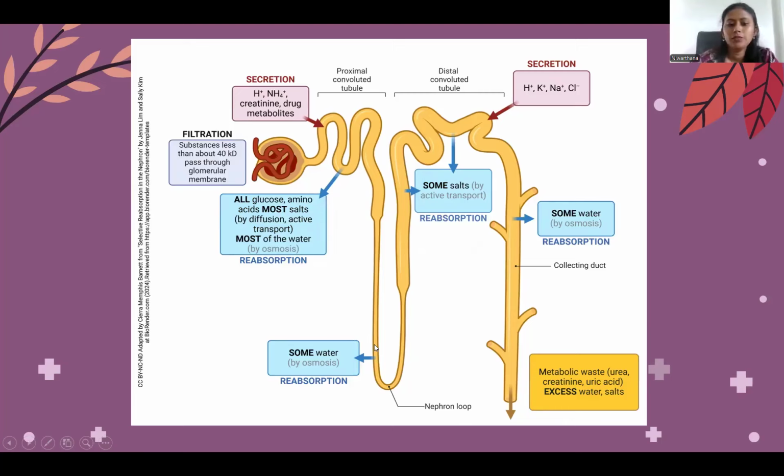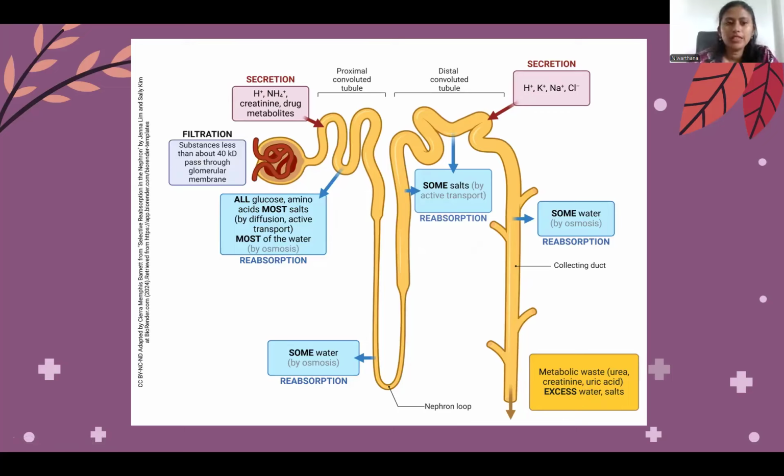In the loop of Henle, some water gets reabsorbed, and at these sites also some water gets reabsorbed. And for secretion, in the proximal convoluted tubule, H plus, ammonia, creatinine, and metabolites get secreted. In the distal convoluted tubule, hydrogen, potassium, sodium, and chloride get secreted. At the end of this secretion and reabsorption, at the collecting duct, metabolic waste, urine, which is composed of urea, creatinine, uric acid, and excess water, is produced.